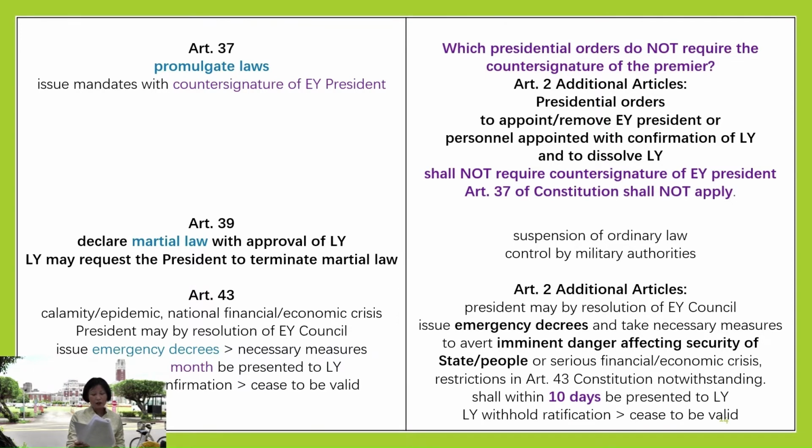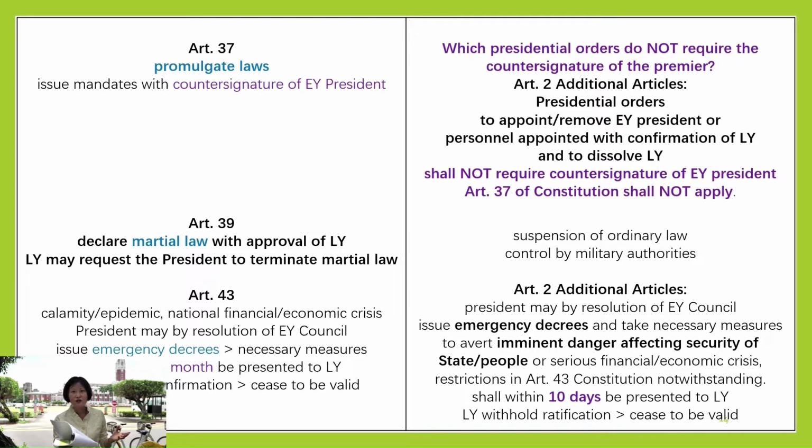Article 37 also requires that certain mandates in principle must be countersigned by the president of the executive yuan. But here you should know that there are some exceptions where the countersignature of the president of the executive yuan is not required. And why am I telling you? Because this was actually tested on the national exam, and this was a test question when the countersignature of the executive yuan president is not required. And you find the answer in the additional articles of the Constitution in Article 2, where it says the presidential orders to appoint or remove the executive yuan president do not require the countersignature of the executive yuan president.